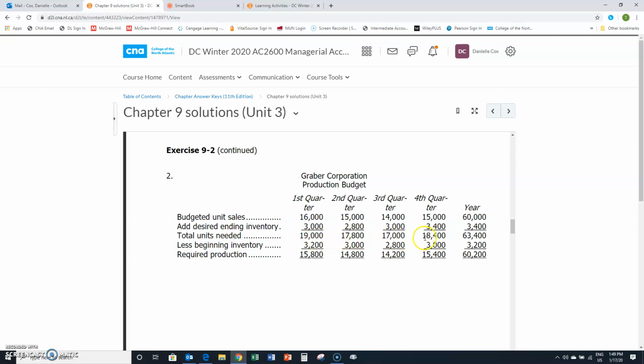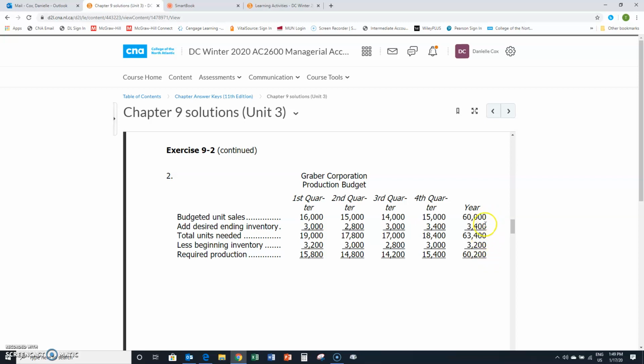Total needs, again, if you add them across here, or you can take the 60,000, add your desired ending inventory, and you will get 63,400. Beginning inventory, again, it's not added across here. It's our beginning inventory that we started the period with. And then you take the units less your beginning inventory, and you'll get your required production.